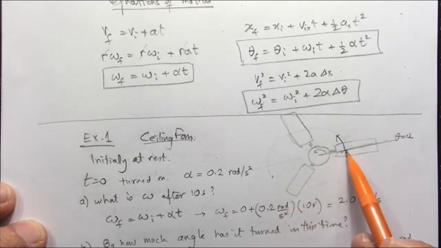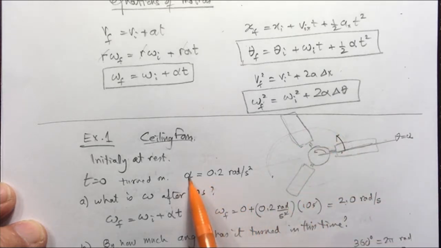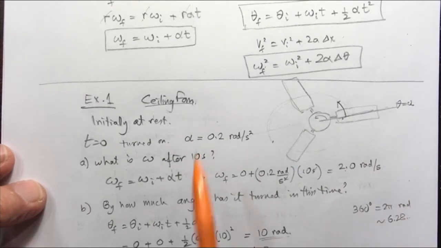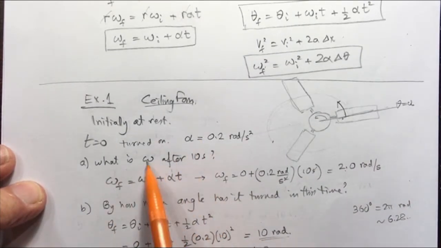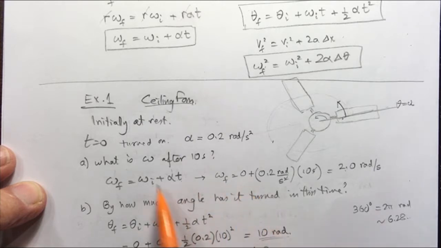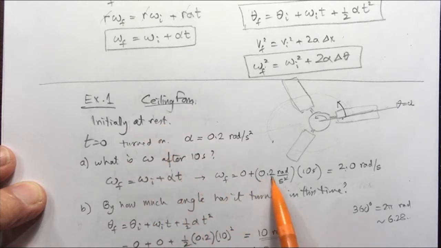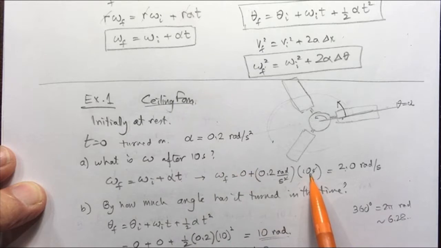So initial speed is 0, then the speed starts to increase at a rate of an angular acceleration of 0.2 radians per second squared. The question is, what is the omega, or the angular speed, after 10 seconds? So we use the first equation, omega final equals omega initial plus alpha t. Omega final is what we're looking for. Omega initial is 0, initially at rest. Alpha is 0.2 radians per second squared, and the t is 10 seconds.